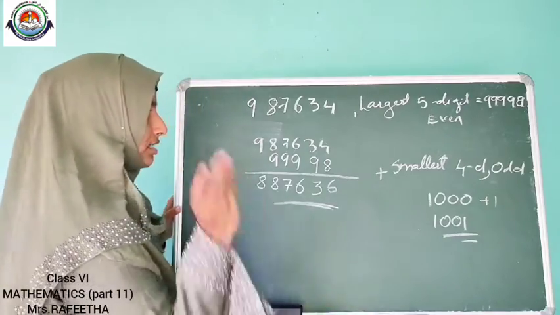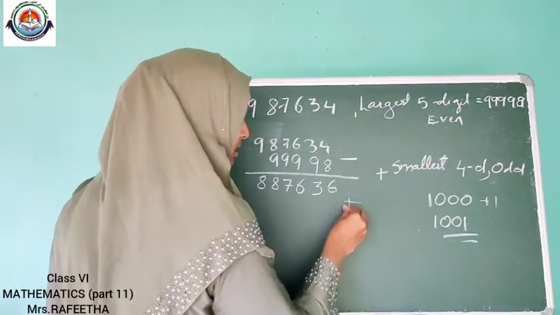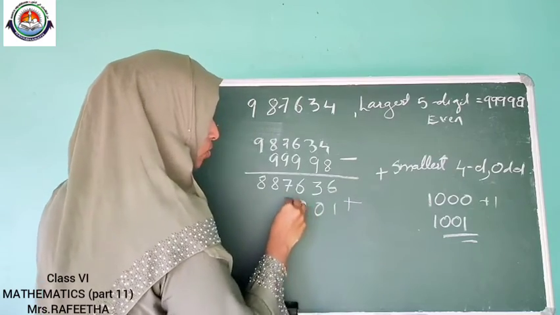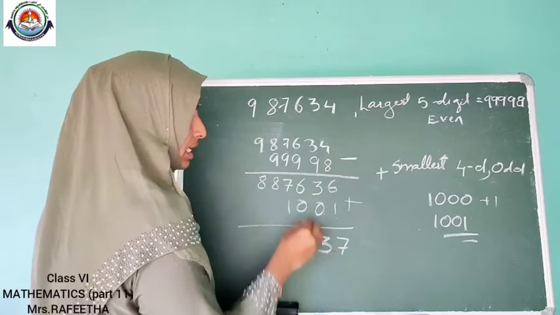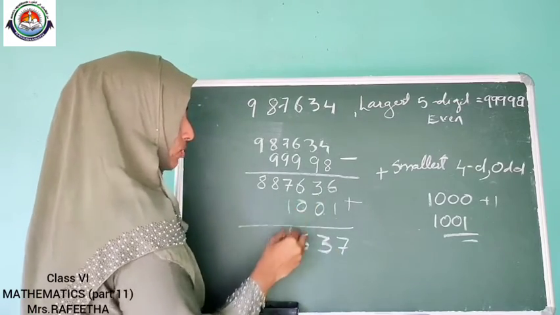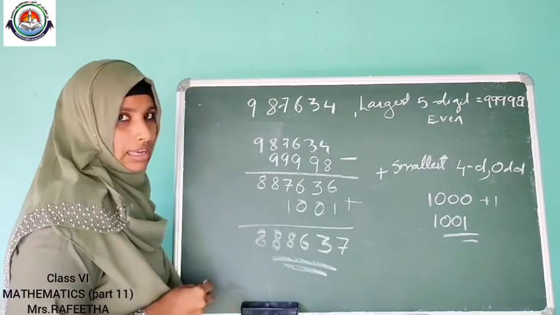Can we add this? Yeah, we can. Plus 1001. 6 plus 1, 7. 3 plus 0, 3. 6 plus 0, 6. 7 plus 1, 8. 8, 8. So this will be the answer.